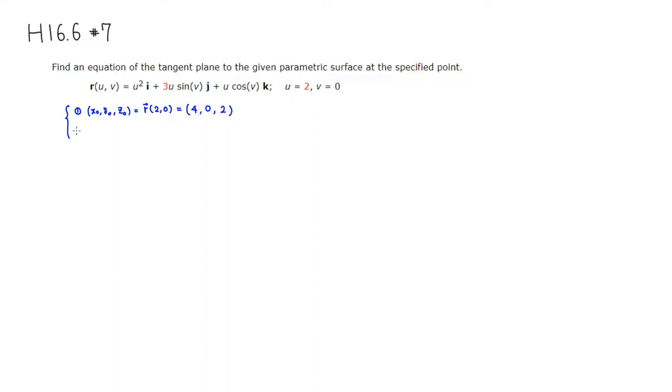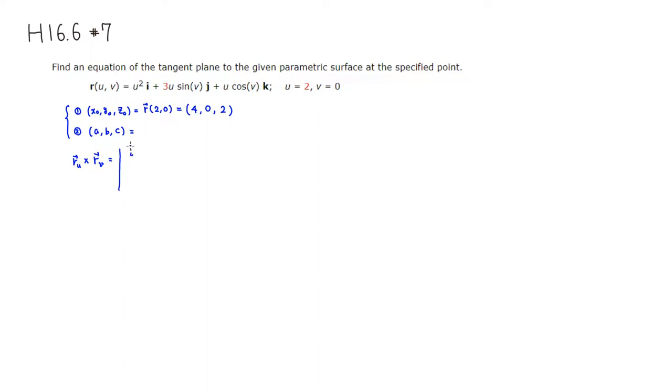And number 2, we need to find the normal vector. Let's call it A, B, C. In order to find a normal vector, we're going to find the partial derivative vector r with respect to u, cross product with the partial derivative with respect to v. Actually, we should probably plug the numbers in. No, let's do it without plugging in yet. So let's compute this.